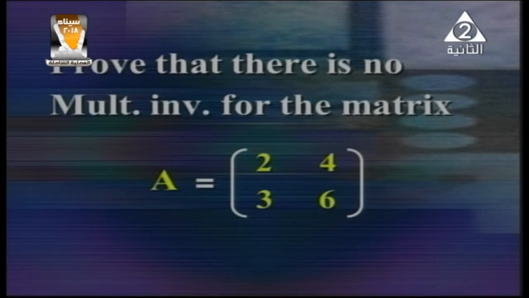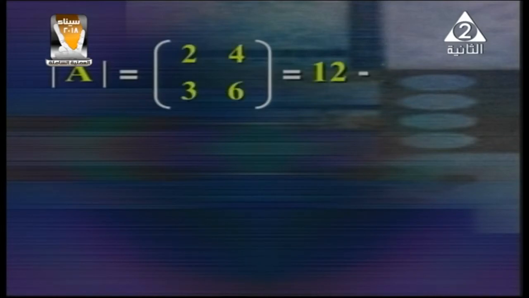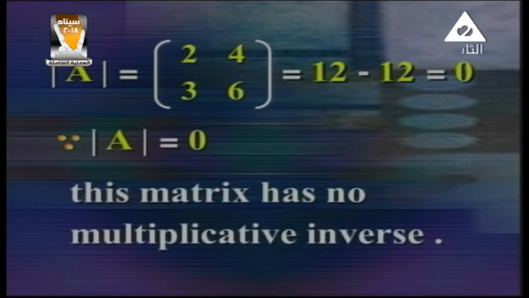If you find the determinant of this matrix, the product of the elements of the principal diagonal minus the product of the elements of the second diagonal must be equal to 0. Solution. Determinant of A = [2, 4; 3, 6] equals 12 minus 12 equals 0. Then the matrix has no multiplicative inverse. Why? Because the determinant equals 0.